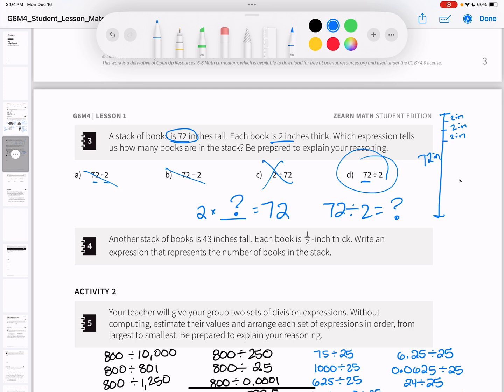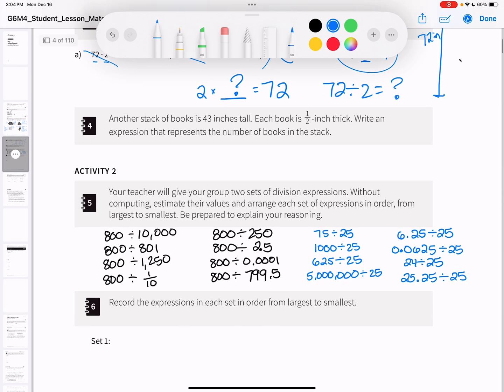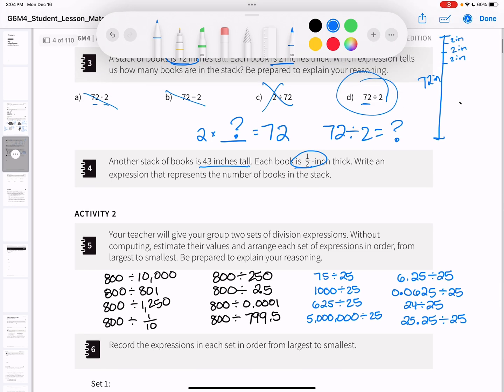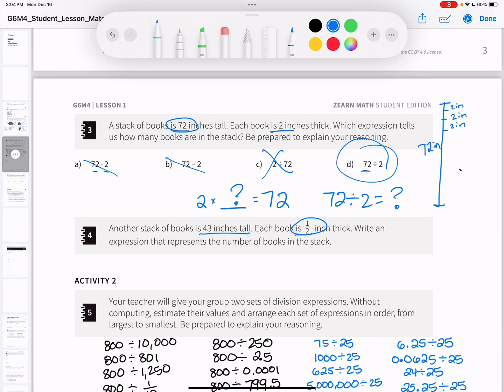Okay, let's look at this next one. Another stack of books is 43 inches tall. Each book is a 1/2 inch thick. Write an expression that represents the number of books in the stack. Well, we just found the expression when we had 72 inches tall and 2 inches thick. The expression doesn't change just because the numbers do. We are taking 43 inches tall stack and dividing it into 1/2 inch books. So that would look like this: 43 divided by 1/2.